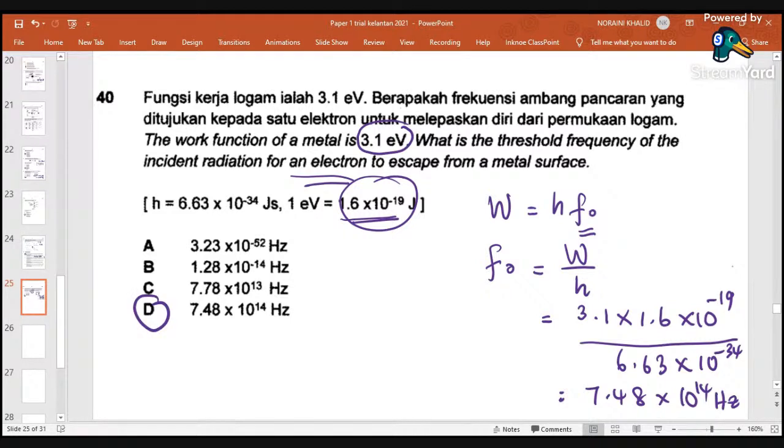Okay, so that's all the 40 questions for Paper 1 trial SPM 2021. This is a set from Kelantan. You can refer again to the paper and try to answer the questions first, then you can check the answers.